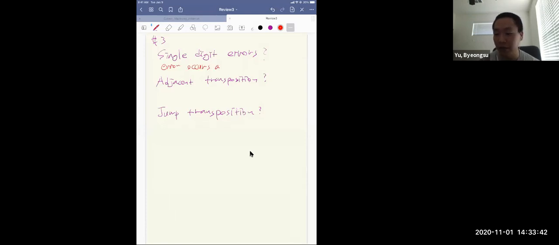occurs when an incorrect digit is entered. I write down, in the solution, I write it more clearly, in computer typed words. So don't worry about my writing. And adjacent transposition is some error that occurs when adjacent digits are entered in reverse order.